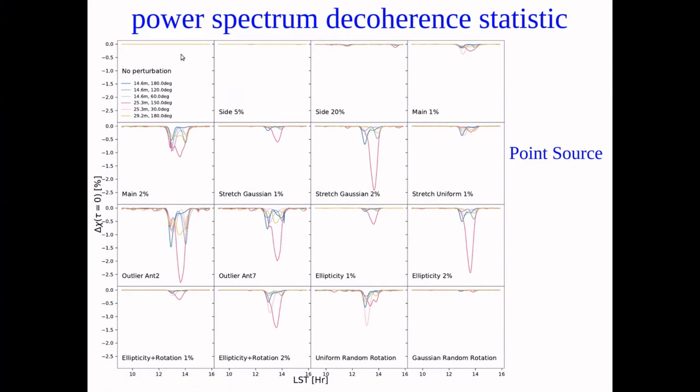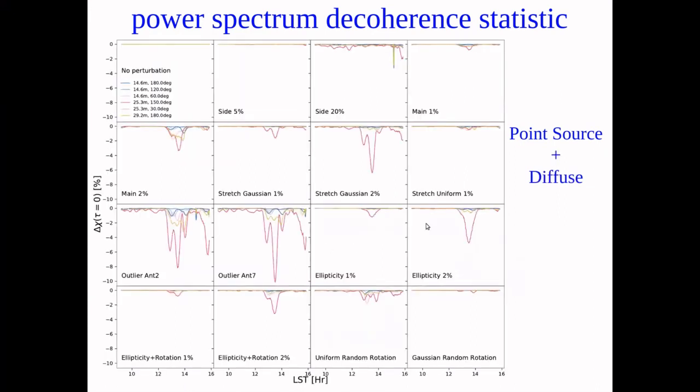So for the upper left panel, it is perfectly zero when there is no perturbation, that is, when it is perfectly redundant. But for other cases, it has some value, basically a 2.5% error. And it also depends on the angle of the baselines and the length of the baseline. So this is for the point sources, and you can see that the error is 2.5% at that LST range when Centaurus A is within the main lobe.